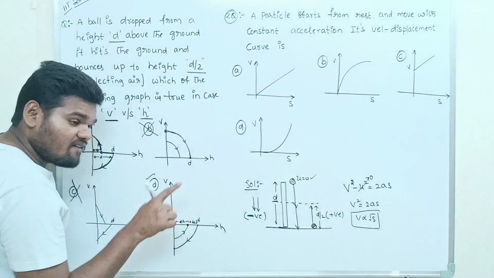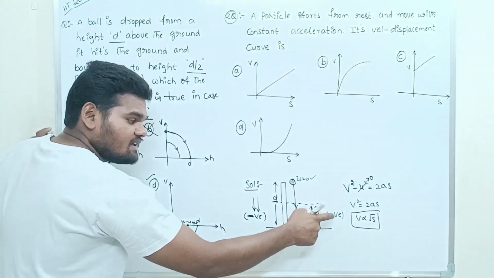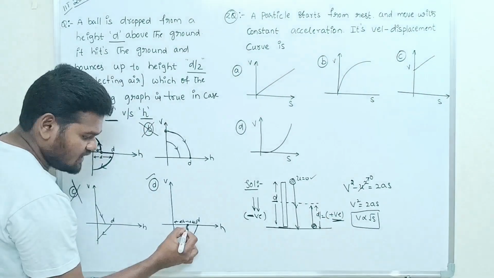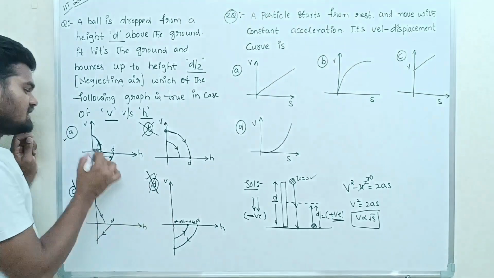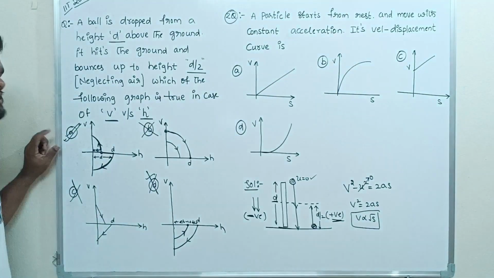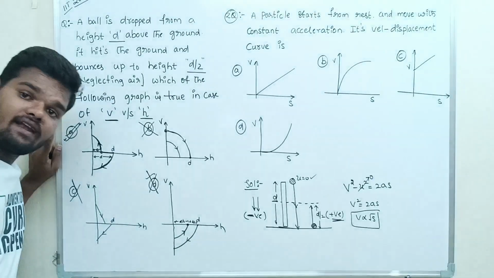Okay, but after hitting the ground, the distance or displacement is what? Positive, but here we have a negative curve. So this option is cancelled out and this is our answer. So option A is the correct one. Are you getting any doubts?